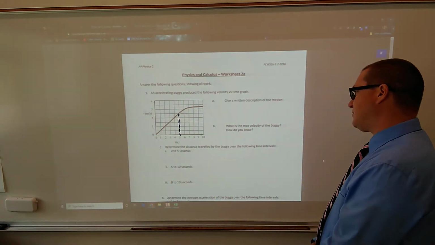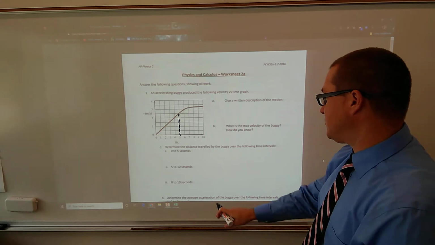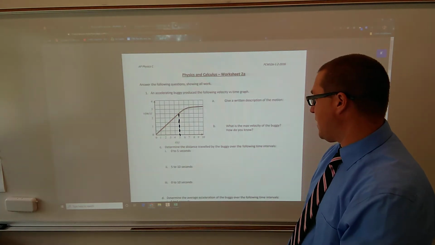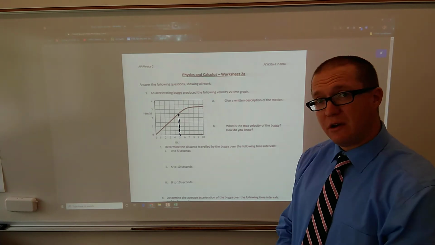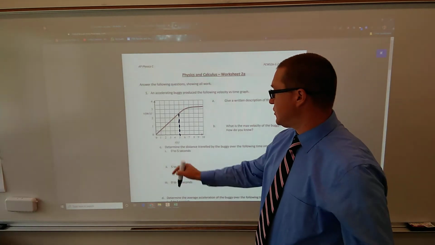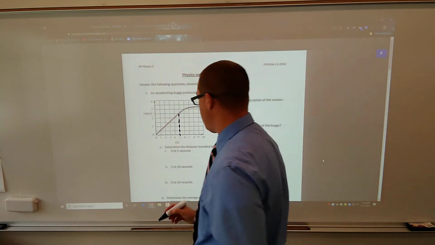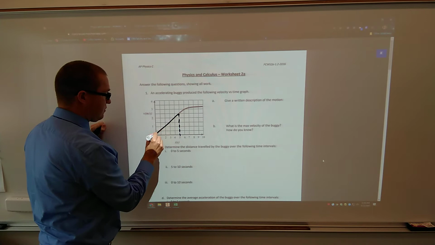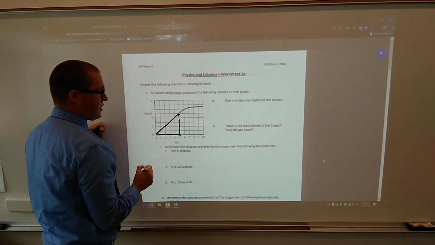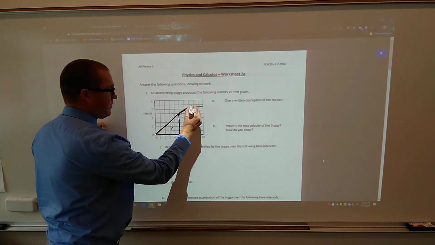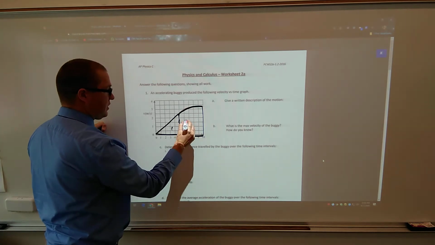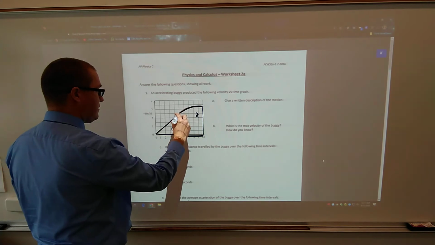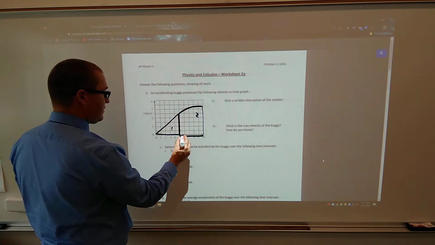Determine the distance traveled by the buggy over the following time intervals: 0 to 5, 5 to 10, 0 to 10. All right? So this is area under the curve. Now, for a triangle, this is pretty easy, right? Area under the curve, you can draw a triangle, right? This is kind of zone 1. We'll call this part up here zone 2. 1 and 2. 0 to 5, 5 to 10, right?